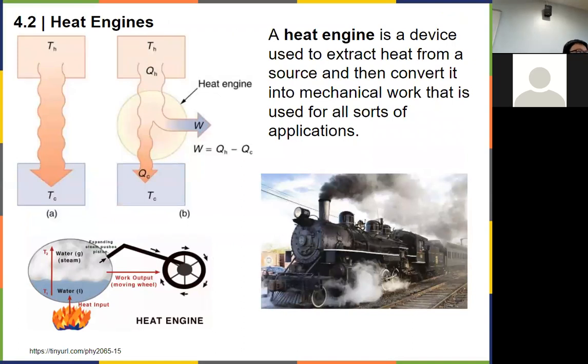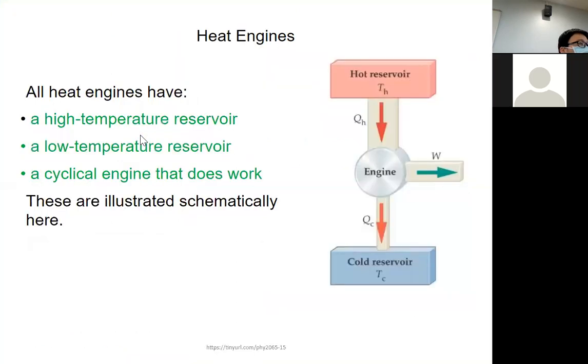We also took a look at the heat engine. Because heat can flow from a hot object to a cold object, you can take part of the heat and convert it into mechanical energy, and that's what the heat engine does. There are three components for a heat engine: a hot temperature reservoir, a cold temperature reservoir, and an engine that does work. So QH will be equal to QC plus W.